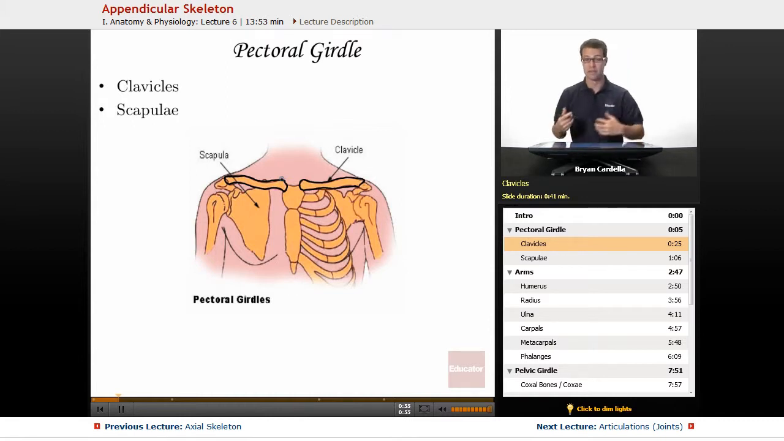And that's part of the stability of not just the upper arm bones, but also of the upper chest. As you can see, it connects directly to the sternum, which connects to the rib cage.